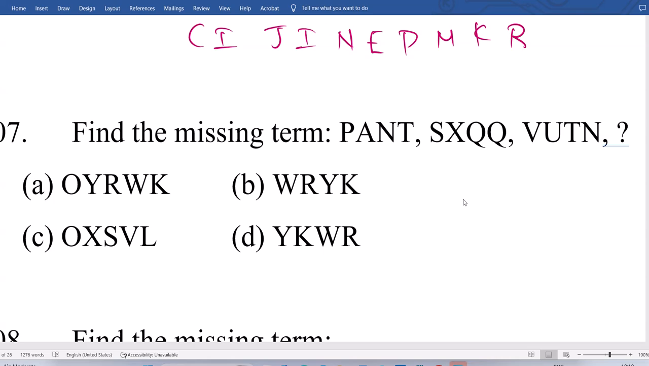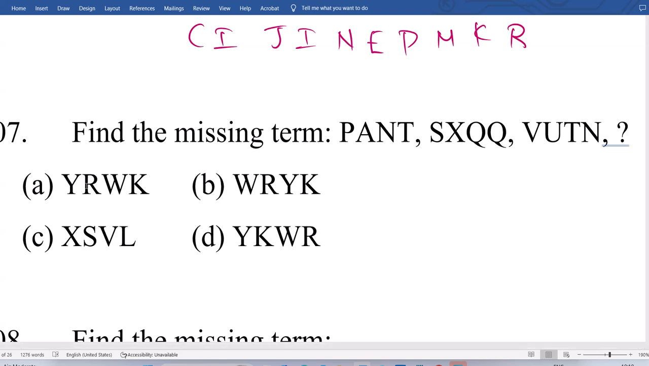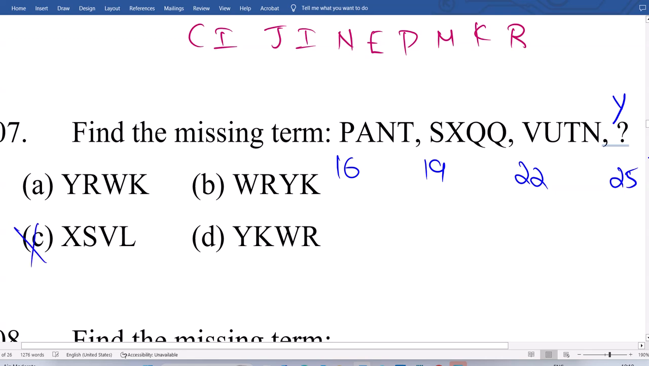Okay, you can focus on the letter which is changing. The options are shown with symbols like a circle. If you focus on 16, 19, 22, we need 25. Y letter. With Y there are two options. Then see the second letter. This is 27, 24, 21. Minus 3. Then minus 3 means we'll get 18. 18 means R letter required. We have R here, K.